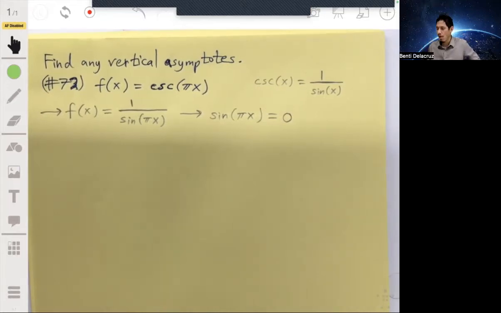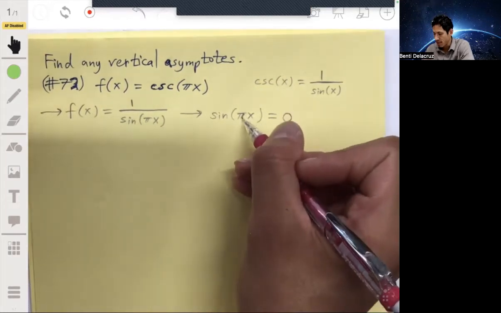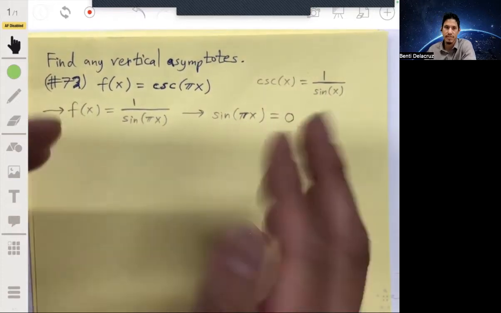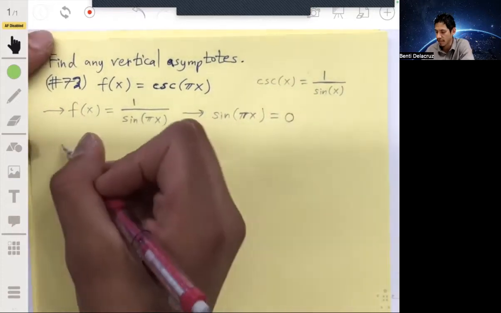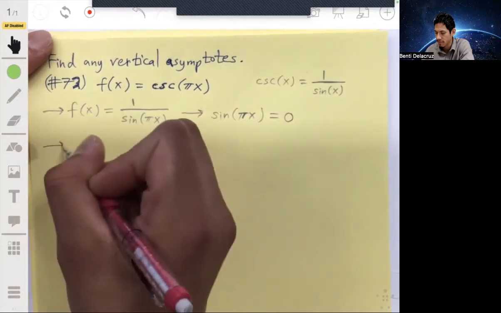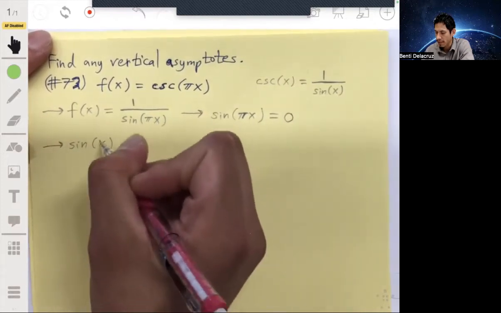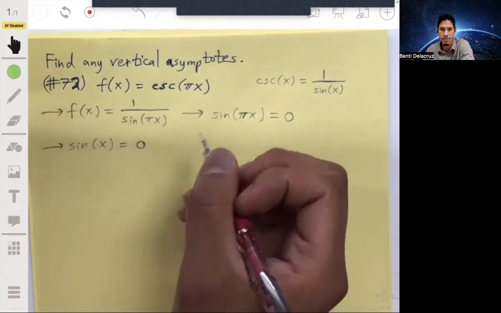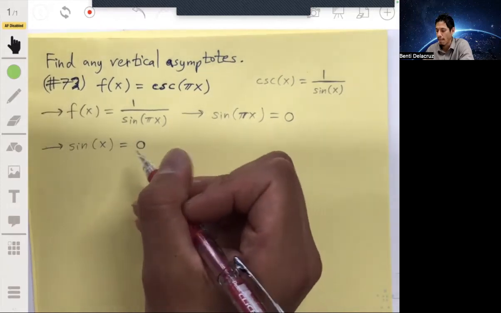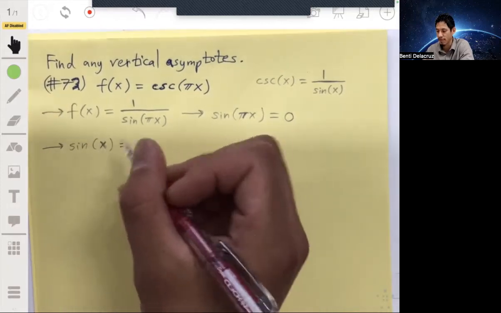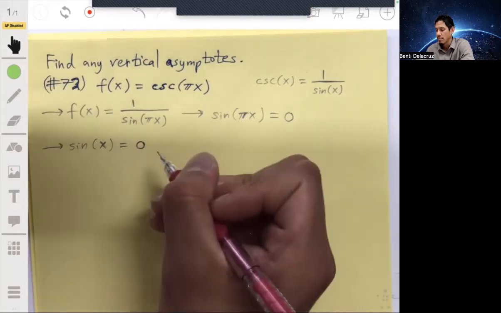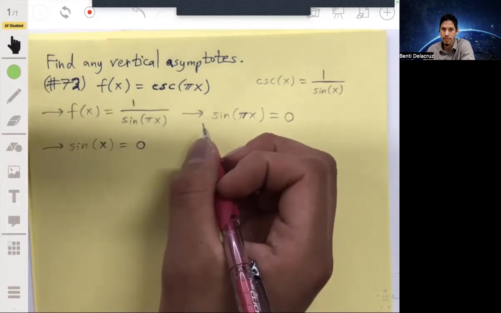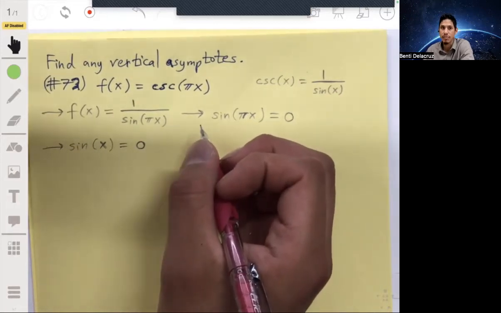Now what may throw you off is that you have pi x instead of the sine of just x. But let's first go back to the standard sine function, the sine of x, and let's say we're finding where the sine of x is 0. Make sure you know your unit circle, because you're going to struggle if you don't, and you're going to have to keep on referring to it. But you should know that the sine of x is equal to 0 at the start of the unit circle at 0, and at pi, at 2 pi, 3 pi.